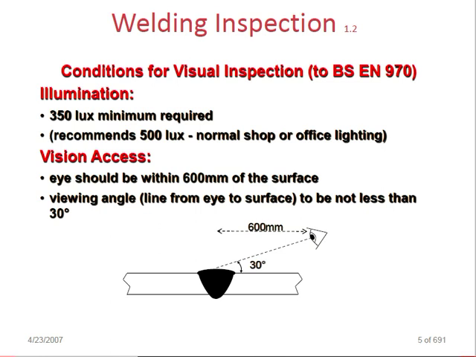This is very important. These two things: 350 lux minimum required illumination, recommended is 500 lux. If you go for CSWIP 3.1, this question always comes, these two. And vision axis, eyesight should be within 600 mm of the surface, and viewing angle should not be less than 30 degrees.